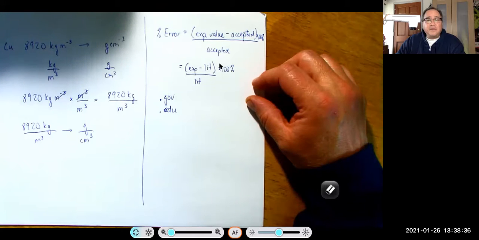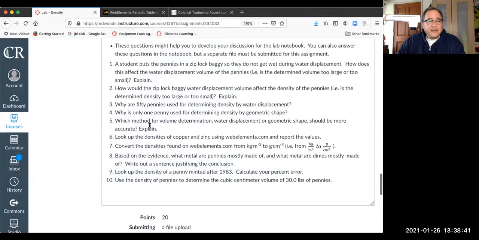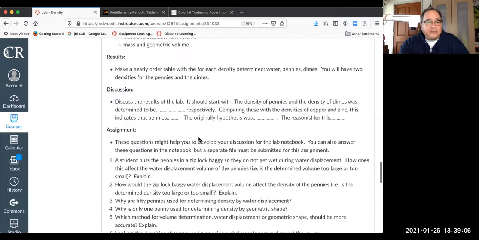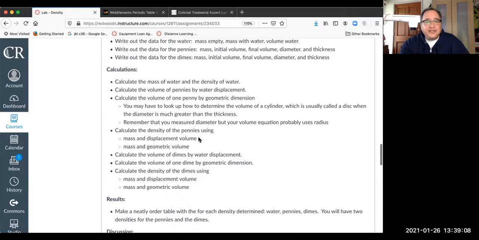Okay, I'm going to go back to the lab now. And here you can say, look up the density of a penny minted after, oh, I'm sorry, I made a mistake. For your accepted value, use the density of the penny that you find online. You should be able to find that. And 10, you're going to use the density of the pennies to determine the cubic centimeter volume of 30 pounds of pennies.